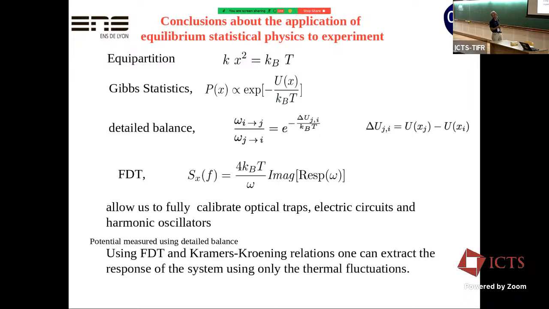Then, of course, the Gibbs statistics, that allows you, by just measuring the probability distributions of fluctuations of the position, to reconstruct the potential. And otherwise, detailed balance can also help you to verify this result. And then we have also seen that the fluctuation dissipation theorem in equilibrium relates the imaginary part of the response, in Fourier space, to the spectrum of the fluctuations. And this again can be very useful, for example, to measure viscosity or response function without actually putting excitation into the system, okay?